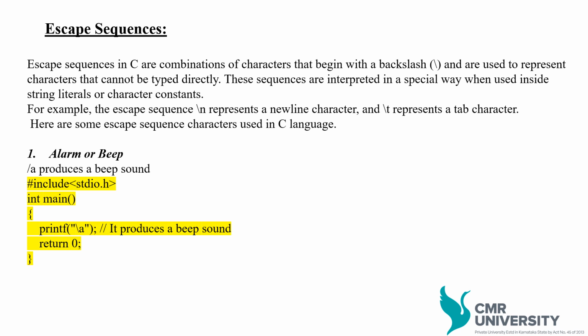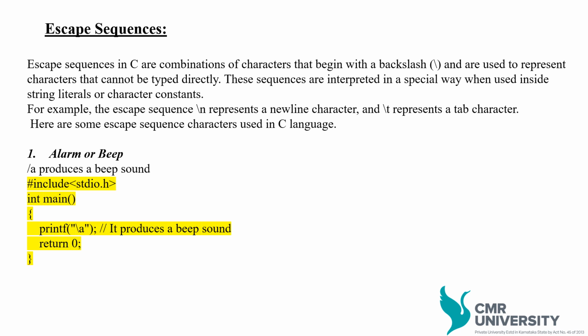Escape sequences in C are combinations of characters that begin with a backslash and represent characters that cannot be typed directly. These sequences are interpreted in a special way when used inside string literals and character constants. For example, \n represents a new line and \t represents a tab character. Commonly, they are written as backslash escape sequences.